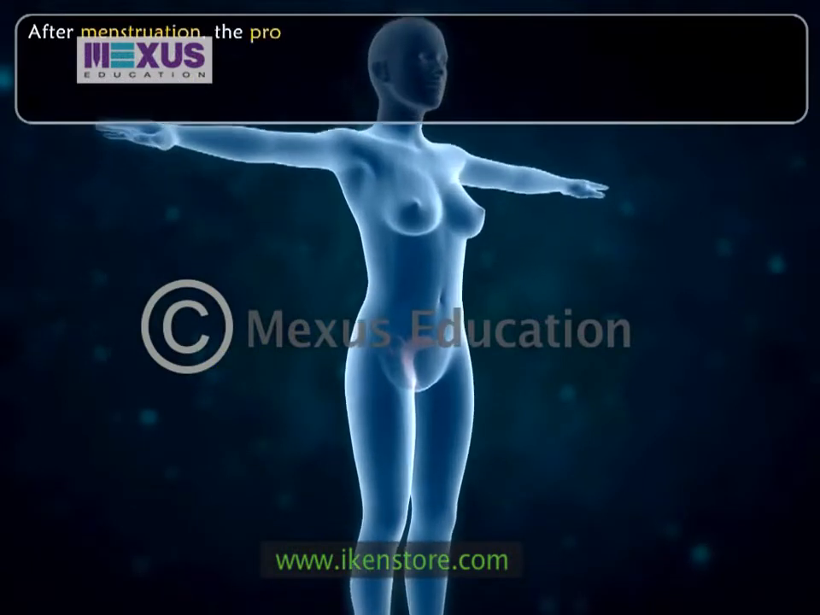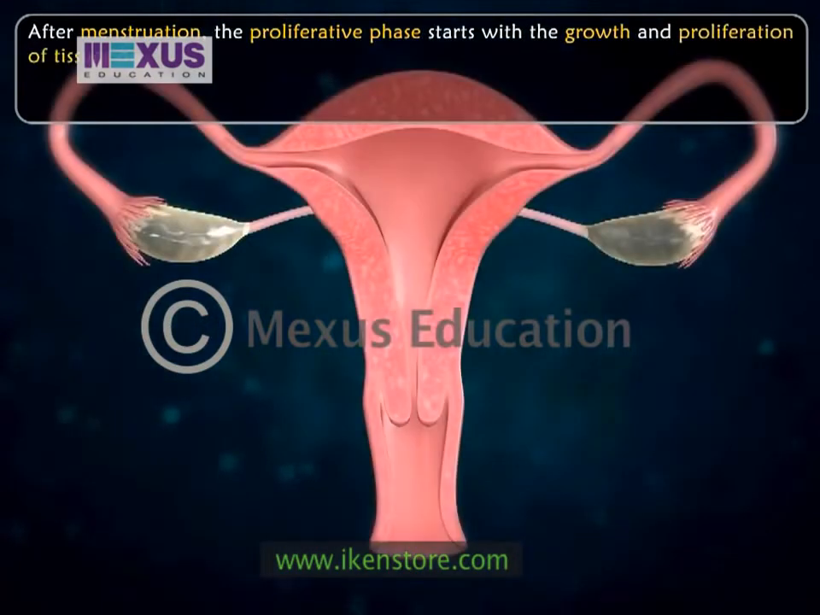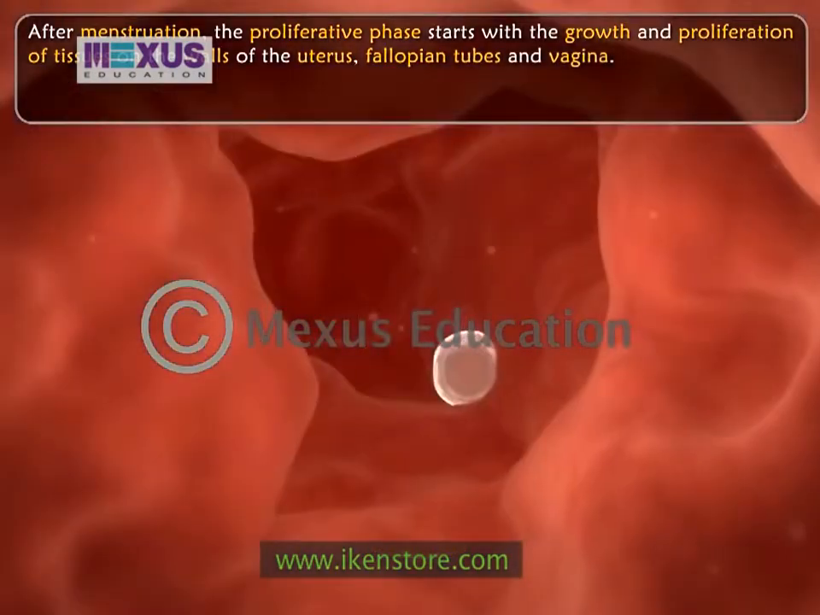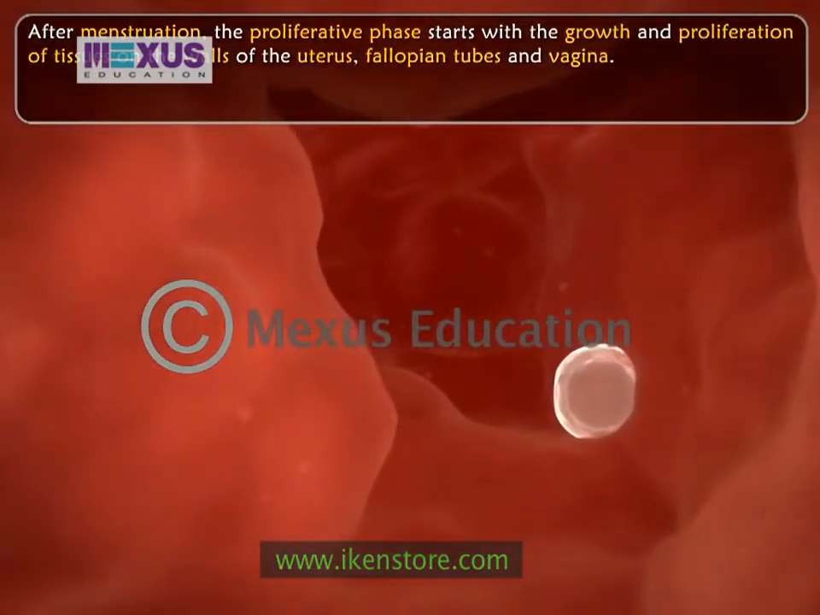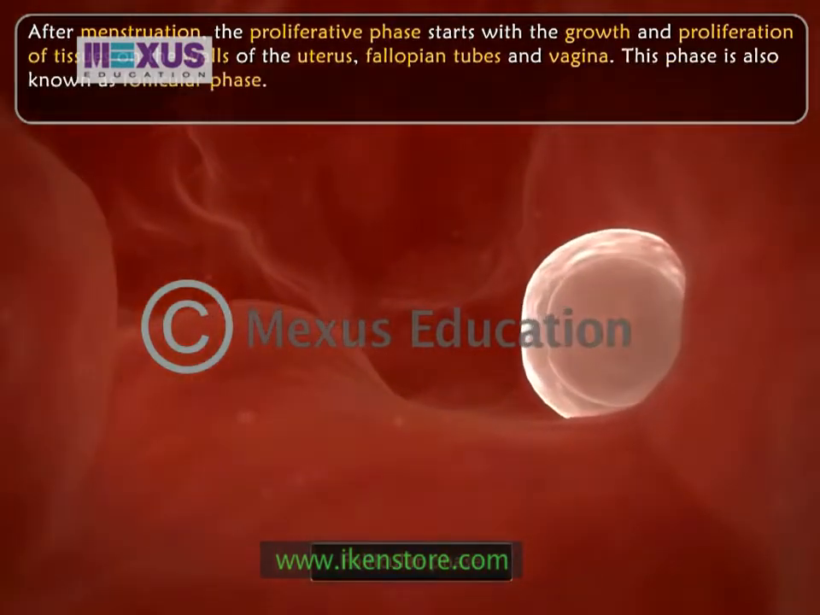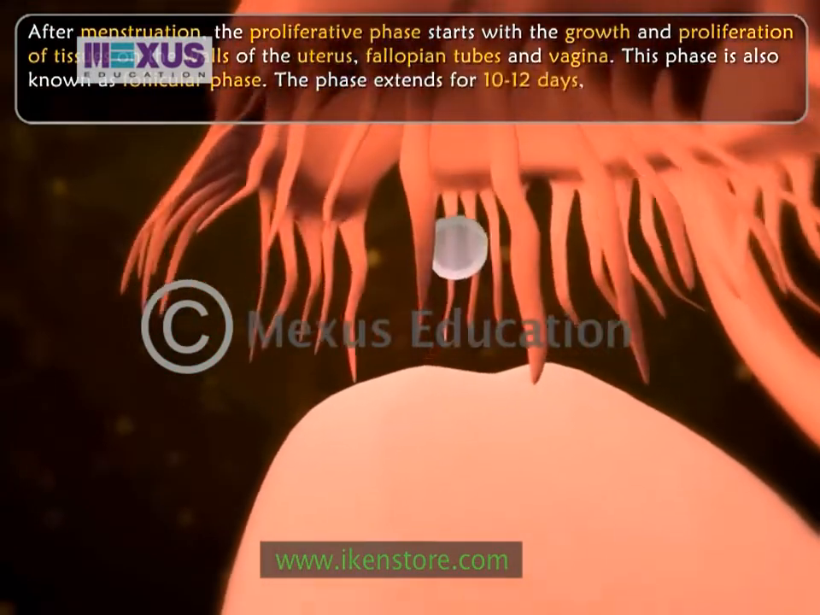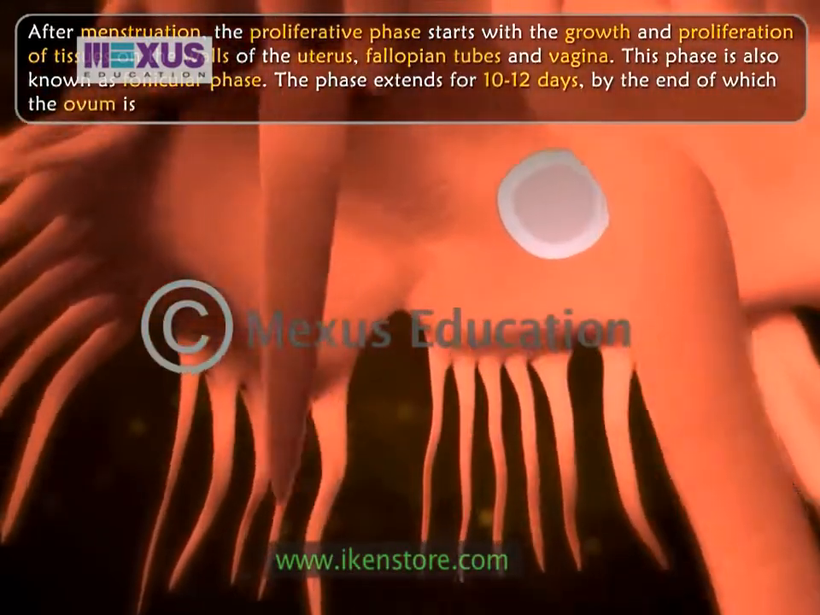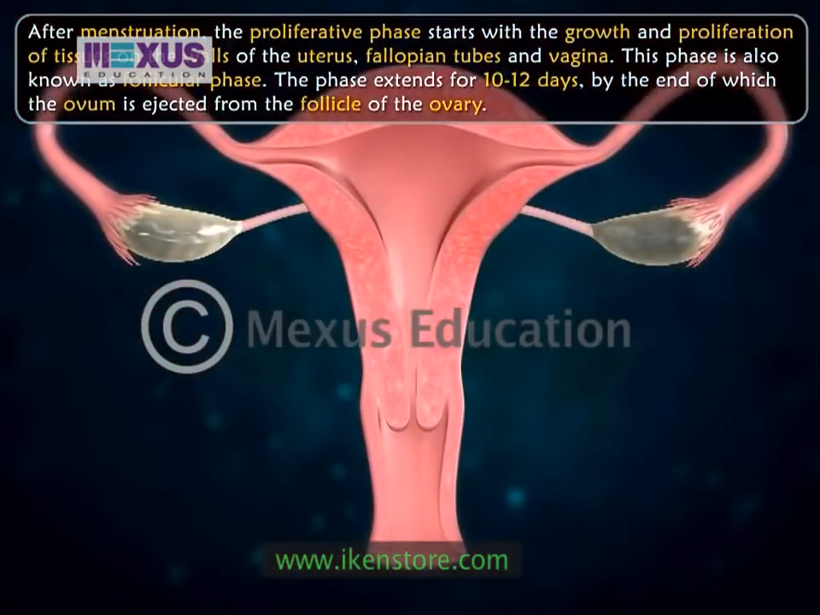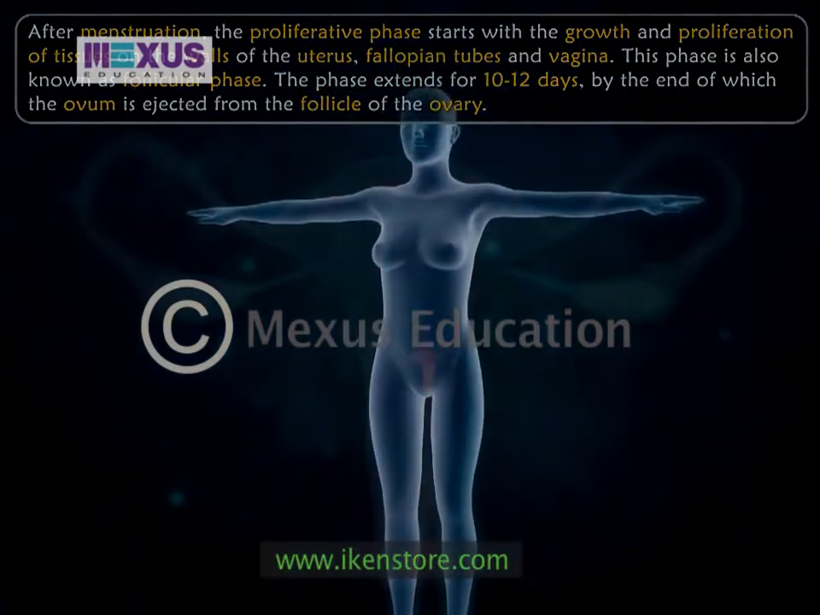After menstruation, the proliferative phase starts with the growth and proliferation of tissues on the walls of the uterus, fallopian tubes, and vagina. Since this phase involves a growing follicle in the ovary, it is also known as the follicular phase. The phase extends for 10 to 12 days, by the end of which the ovum is ejected, ovulation, from the follicle of the ovary. It involves changes in the uterus and the ovary.